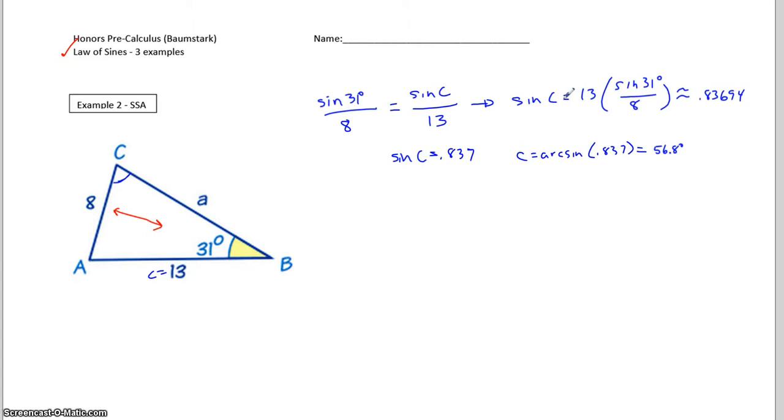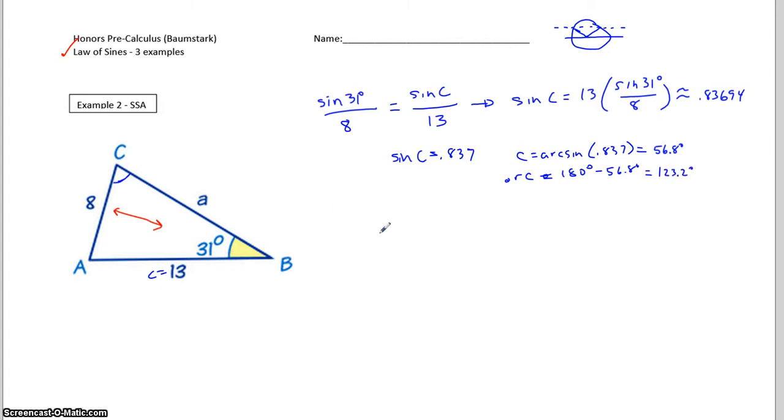Well, yes, when we think about the unit circle, we have to think about the supplement. I'm going to draw a little unit circle up here. 56.8 is right here. Remember, the sine is the y coordinate, so if I intersect this with the y coordinate, we have to worry about this one here as well. That's going to be 180 minus 56.8. So C could also equal 180 degrees minus 56.8. Whenever we're working with the sine function, or any trig function, you have to think about the multiple solution case. And that would give us 123.2 degrees.